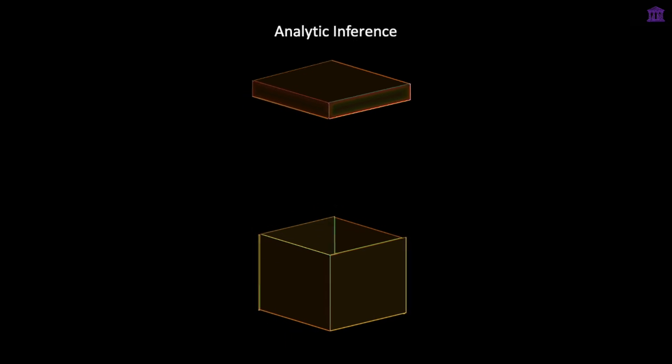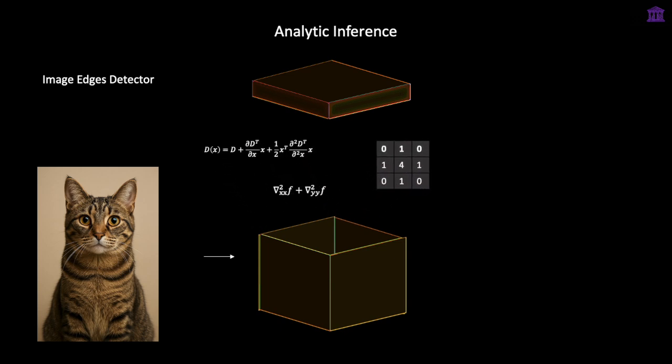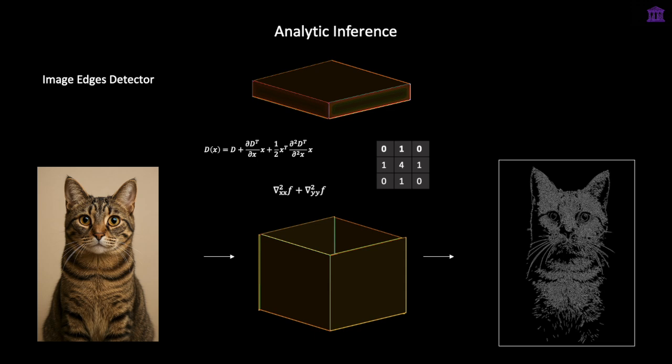In analytic inference, the box relies on predefined mathematical rules and formulas. For instance, if we want to find the edges of this cat, we don't need the box to learn what a cat is. Instead, we use specific equations to calculate changes in pixel intensity. The box isn't guessing, it is performing a direct calculated transformation to reach the output.